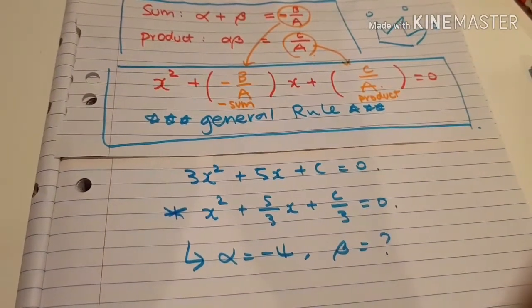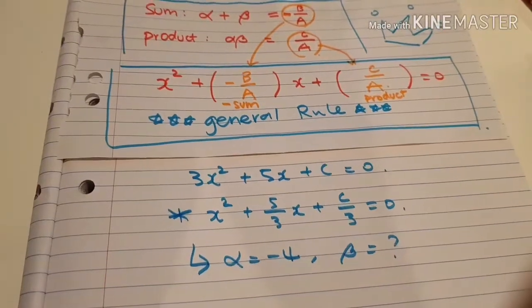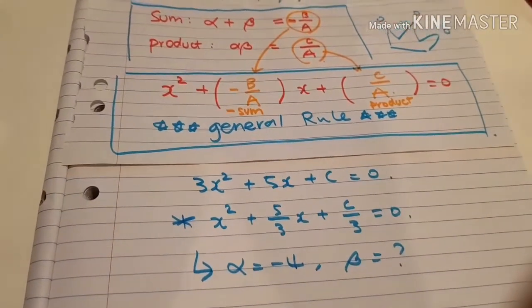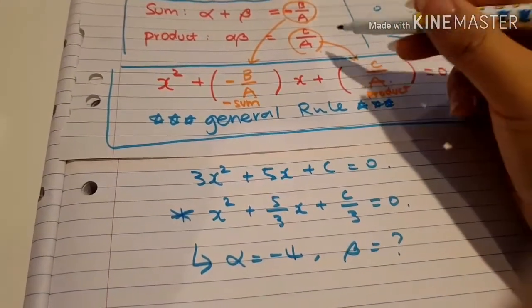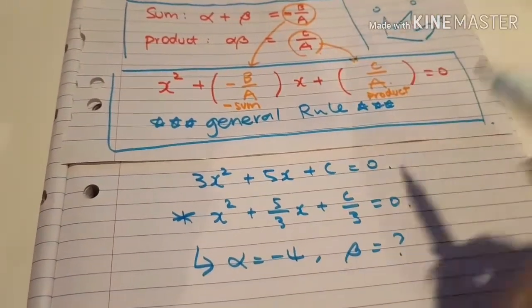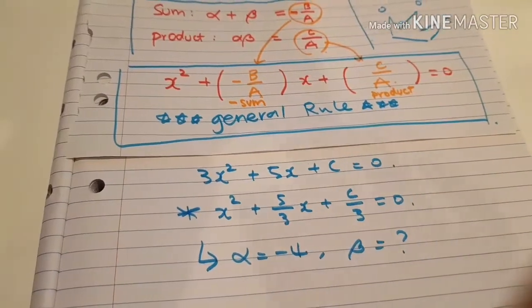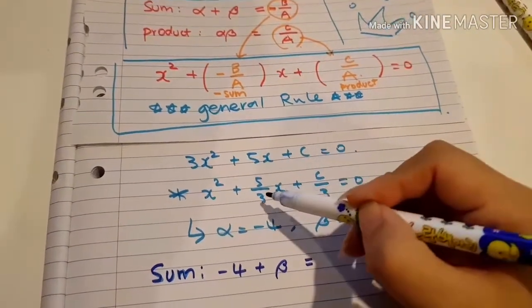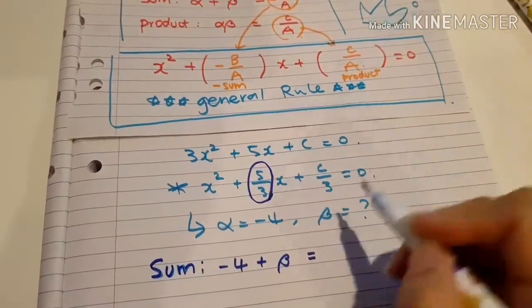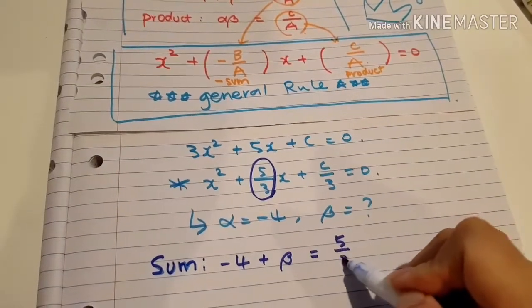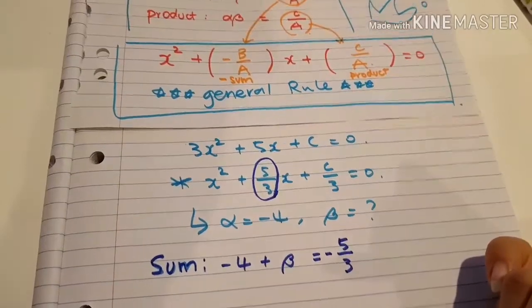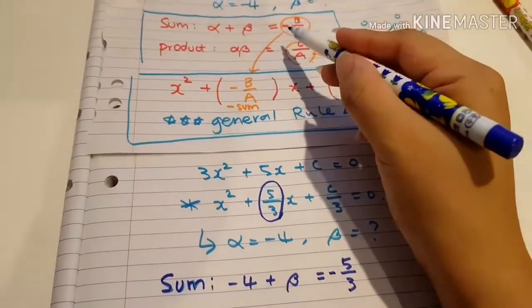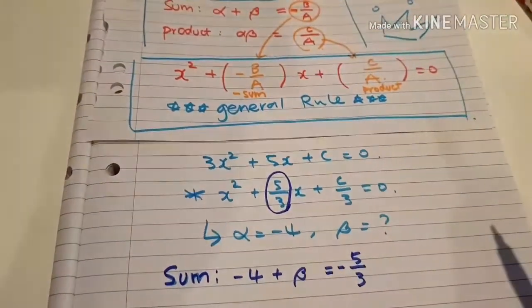At this stage, what we know is one root is negative 4, and beta is unknown yet, right? Let's follow the rule. If I add them, it should be this one, right? So it should be 5 over 3, but remember, manually I'm going to put a negative sign over here.